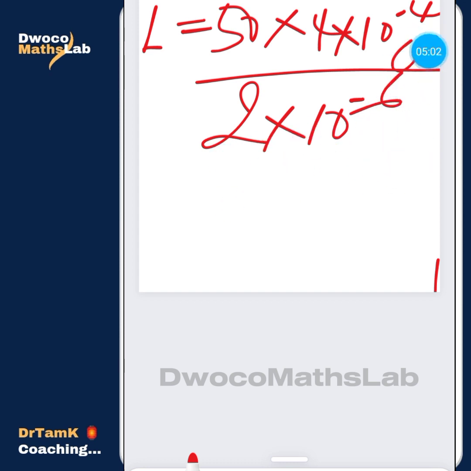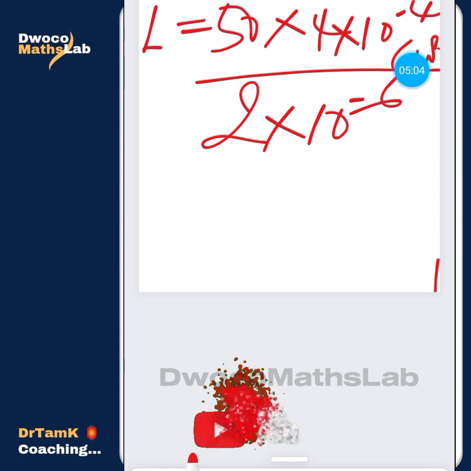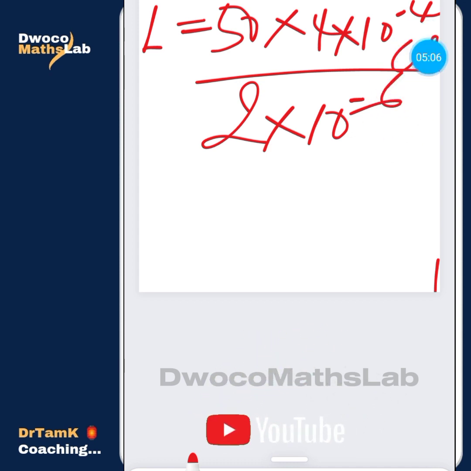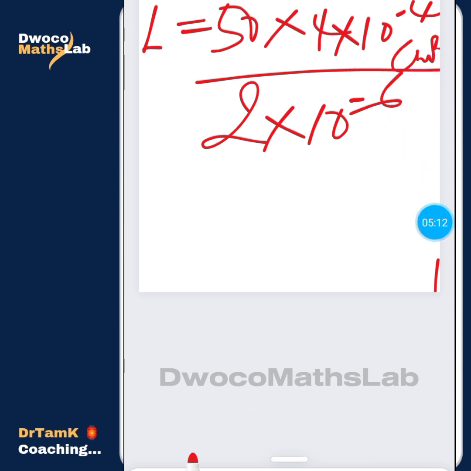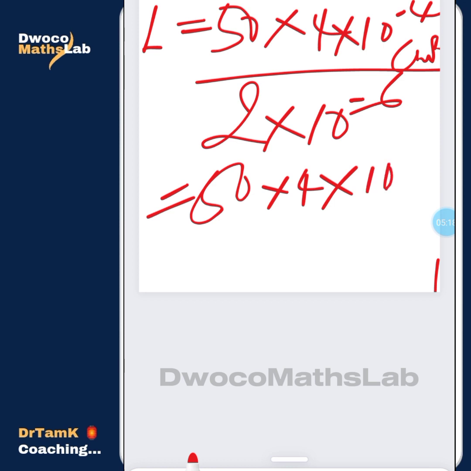All right, so then I need to convert centimeter square to meter square. Remember, 100 centimeters make 1 meter, right? So your 10 to the power minus 4 would be equal to 50 times 4 times 10 to the power minus 8, because 100 times 100 in negative form gives us 10 to the power minus 4 plus minus 4, which will give us minus 8. Is that clear?